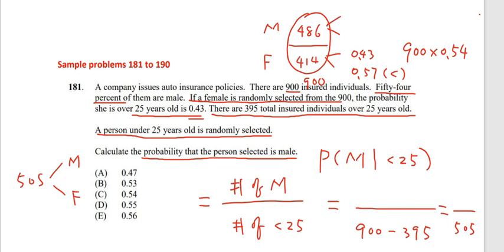So we can find how many females are under 25 years old: 414 multiplied by 0.57. Among this, the number of males equals the total under 25 minus the females. So we can find this.